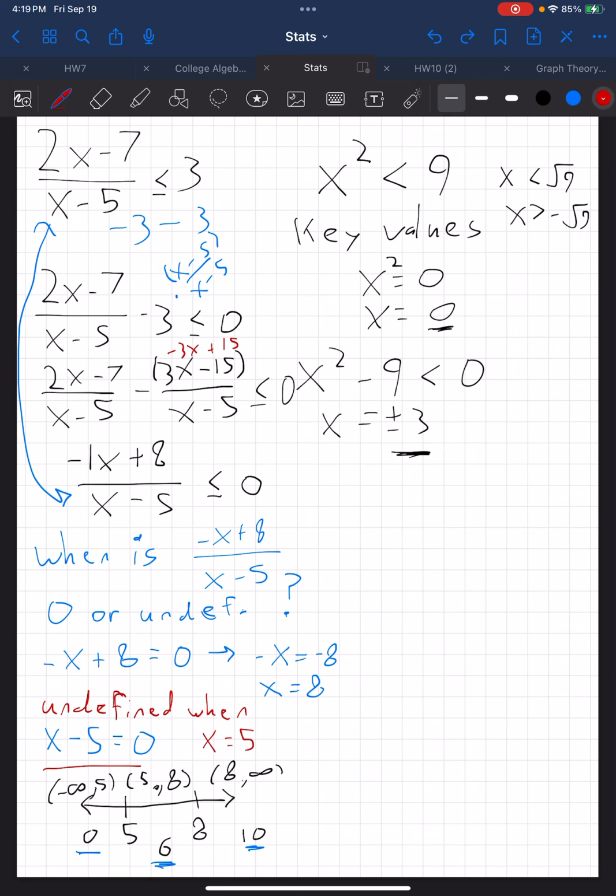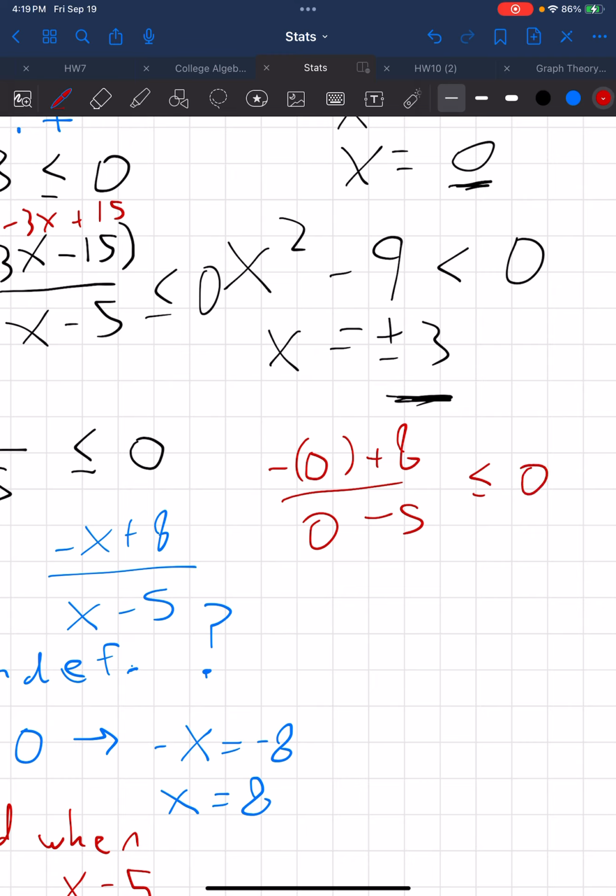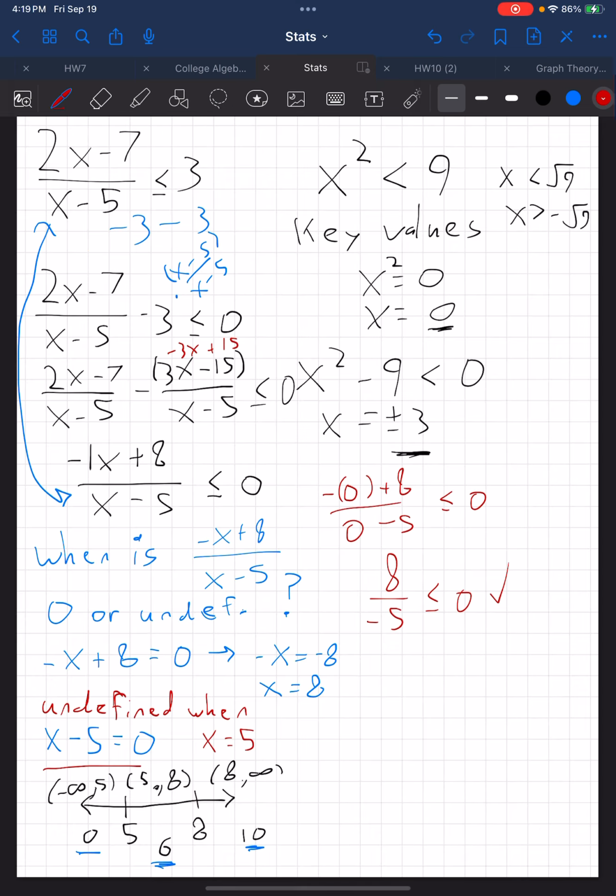So we can plug in 0 and say -0 plus 8 all over 0 minus 5. Is this less than or equal to 0? Well, -0 is just 0, and plus 8 is 8. 0 minus 5 is -5. So is 8 over -5 less than 0? Well, yeah, that's -8/5. That's a negative value, so certainly that is less than 0. Awesome. So this interval does pass our test.